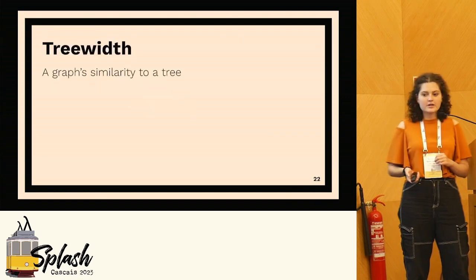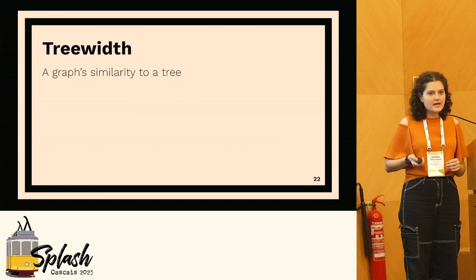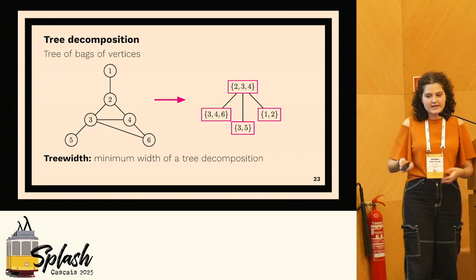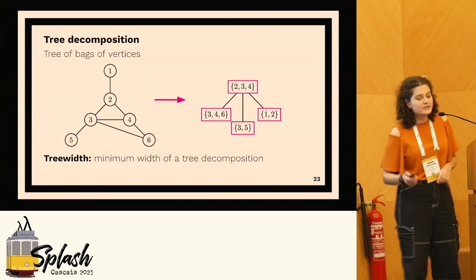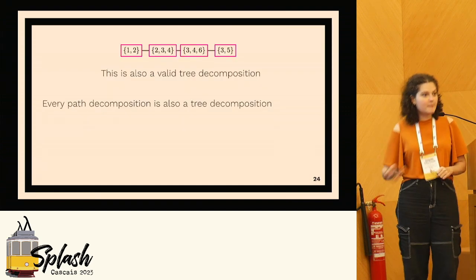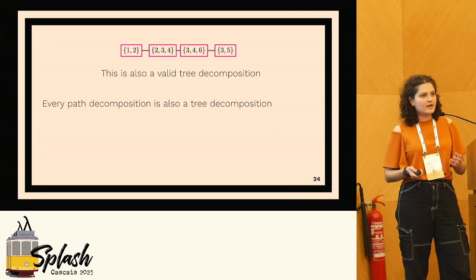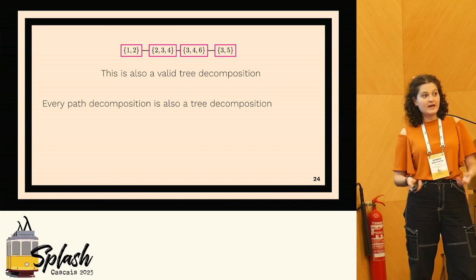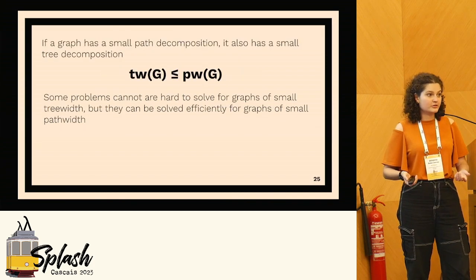We also have a similar concept called treewidth, which is a graph's similarity to a tree as opposed to a path. These are all things that are defined analogously. This is going to be a tree of bags of vertices. But the important thing I want you to notice is that a path is a tree. And just like a path is a tree, a path decomposition is a tree decomposition, right? So if I have a graph that has a path decomposition of width 5, then it also has a tree decomposition of width 5. But the reverse is not true.